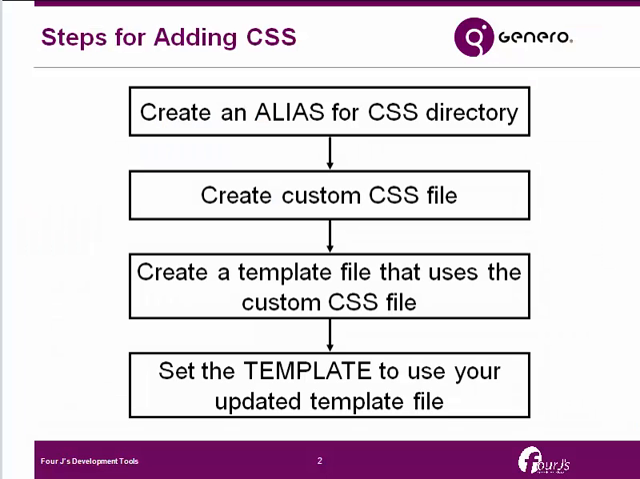The steps for adding a CSS to your application are shown on this slide. Create an alias for your CSS directory, create your custom CSS file, create a template file that uses the custom CSS, and then make sure the template element for the theme used for your application is pointing to this modified template file. I will be demonstrating these steps during the remainder of this session.